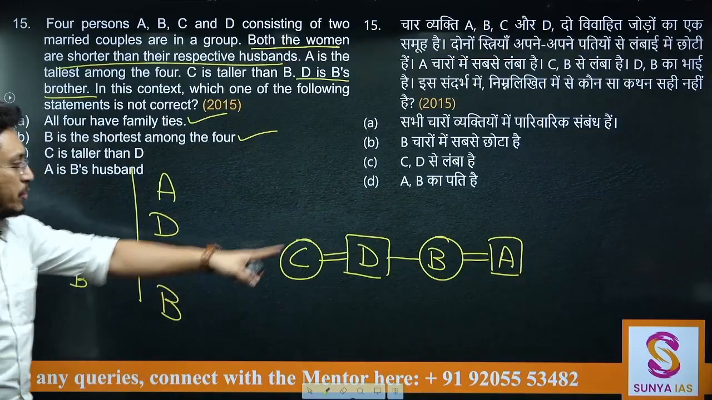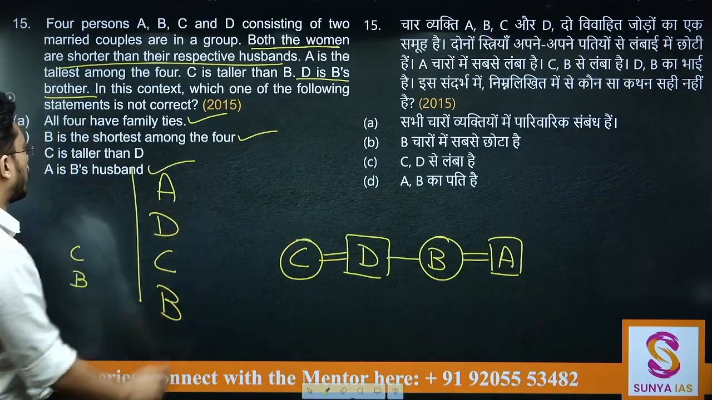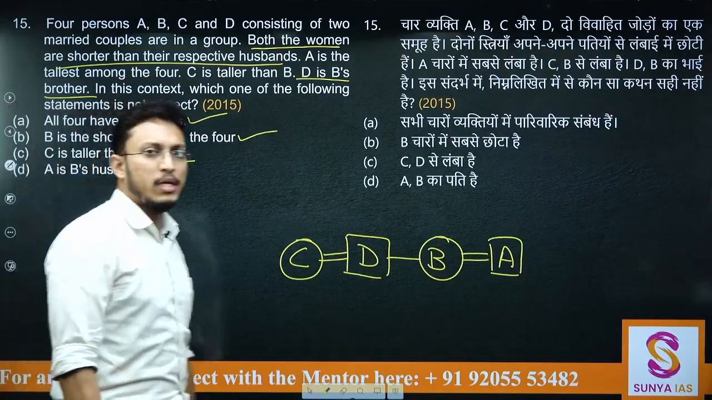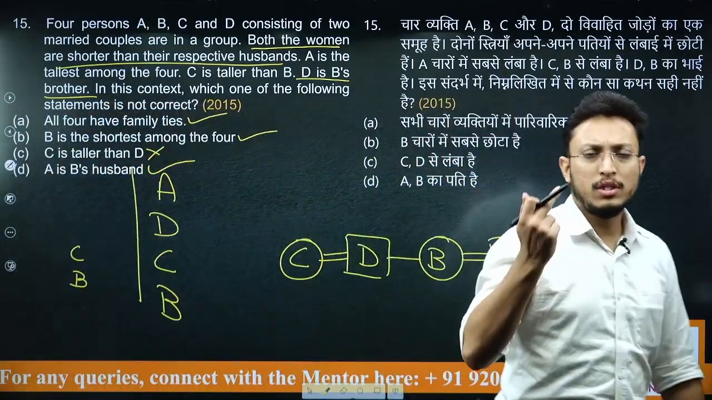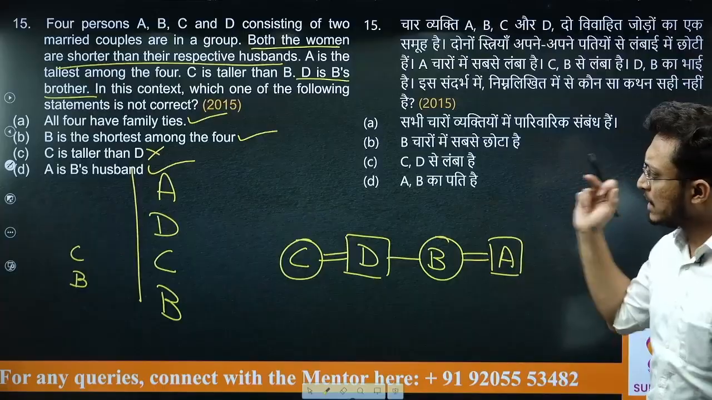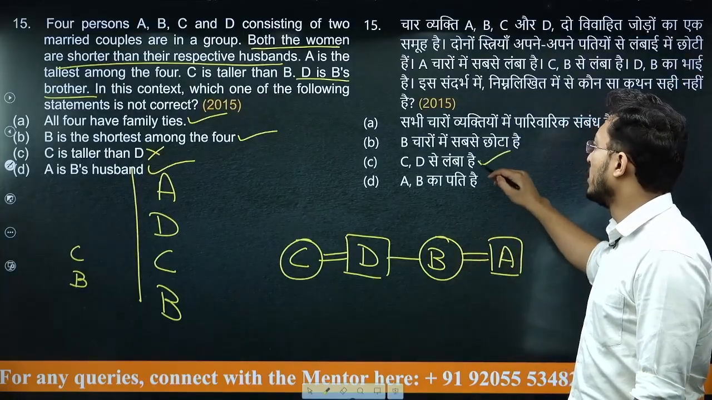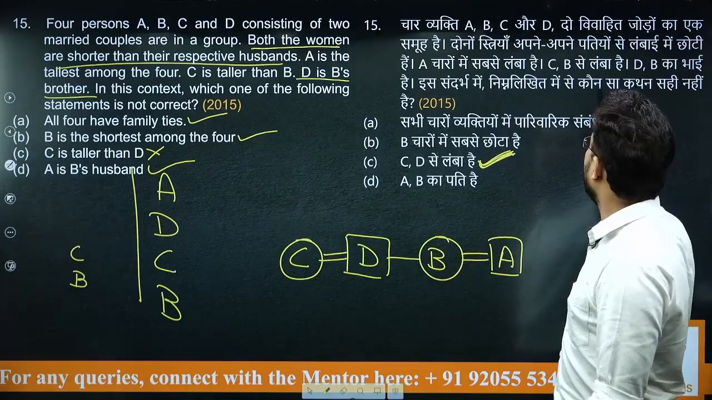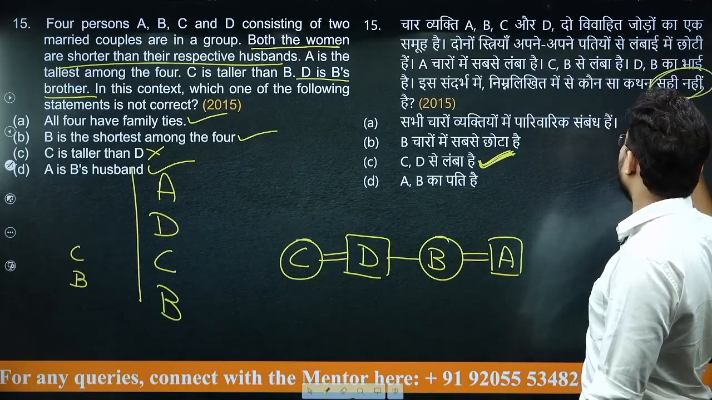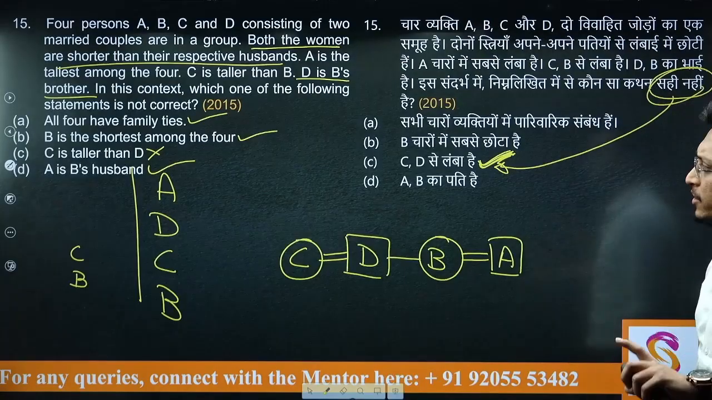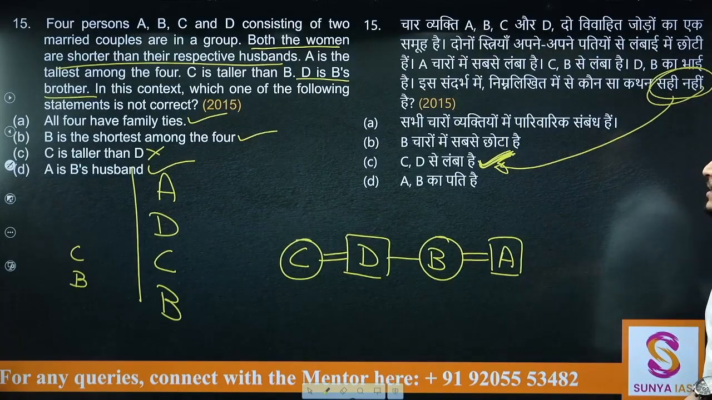A is B's husband. This is also correct. C is taller than D. Definitely not. C is not taller than D. C is the wife of D, and all the husbands are taller than their respective wives. That means C has to be shorter than D here. So your answer here becomes that C is taller than D, this is not correct here. So which one is not correct? You have option C as not correct here. Done. Let's see the next one.